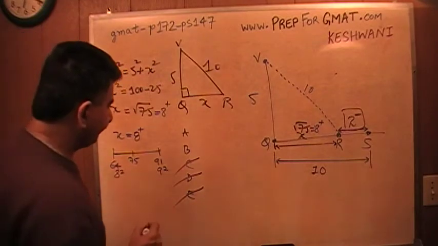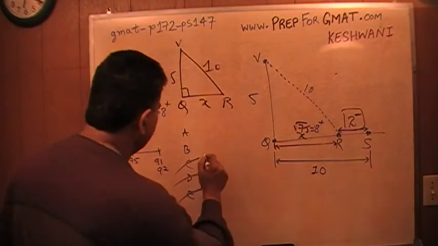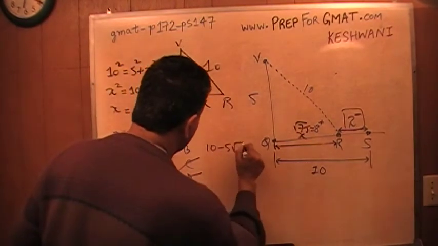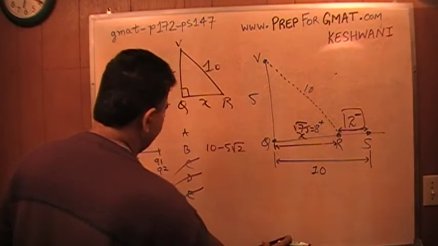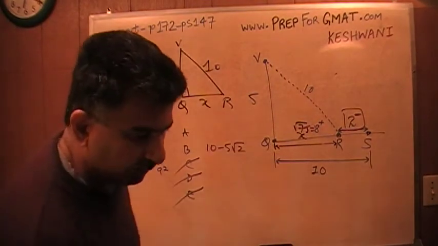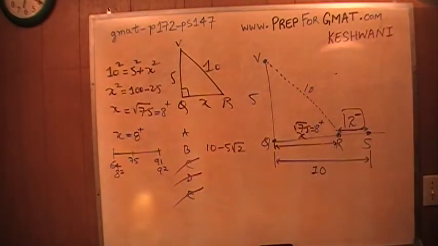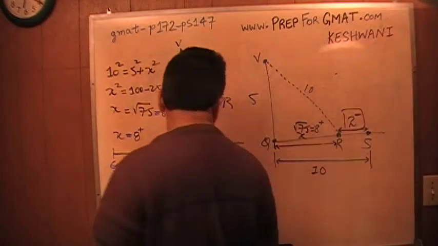Let's take a look at B. B tells me 10 minus 5 times root 2. Let me take a look at the camera. I'm going at a very leisurely pace here. I don't want to run out of time. Oh boy, I'm at the 8.5 minute mark here.